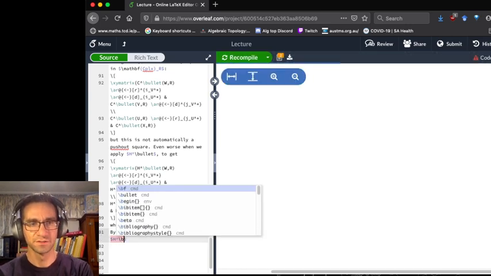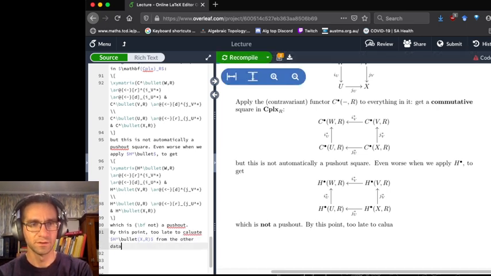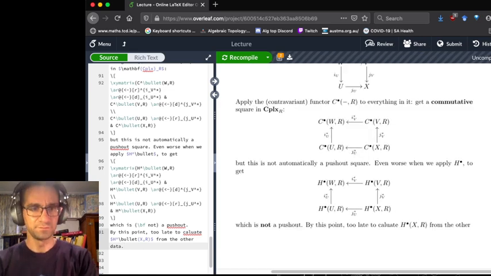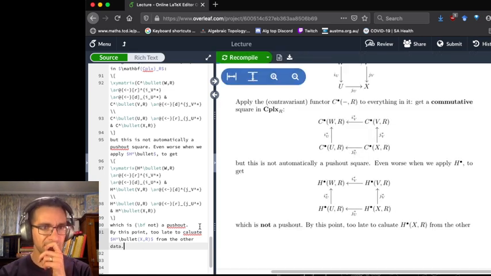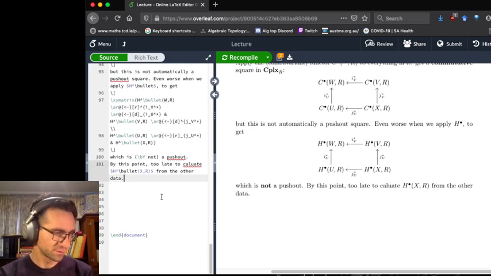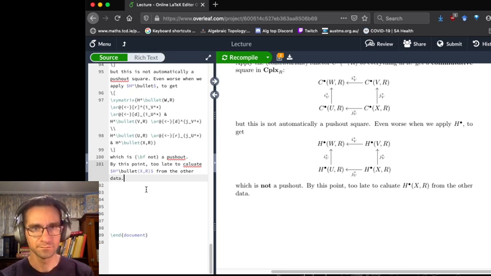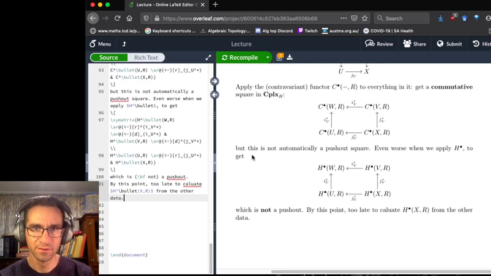So I'll just write that down. X from the other data. Okay. There's plenty of space. All right, so I should point out that I can unpack this commutative square of chain complexes.